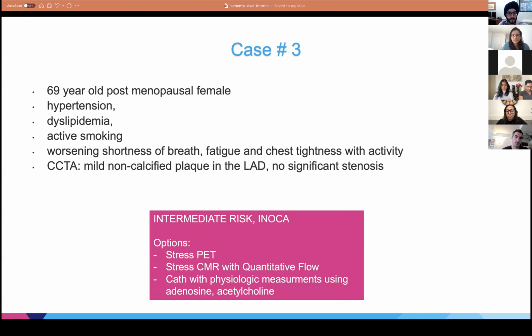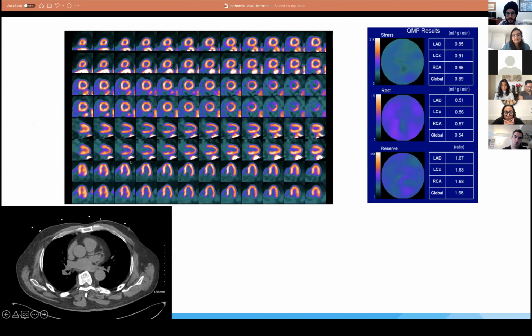And cardiology, what they'll end up doing is, given that this is a suspected patient with INOCA or ischemia with non-obstructive coronary artery disease, we would either choose to do a stress PET or a stress CMR or a physiologic cath. Currently, we only really have stress PET available, so that's what we would do. And in this patient, we see that the perfusion image is normal. There's no calcium because, as we remember, she had some non-calcified plaque in her LAD.